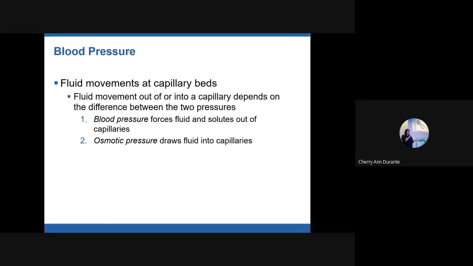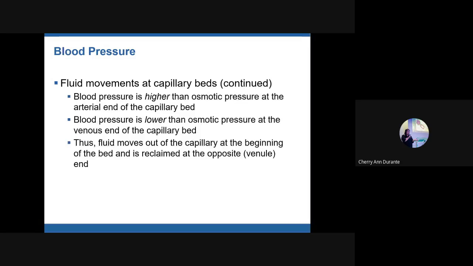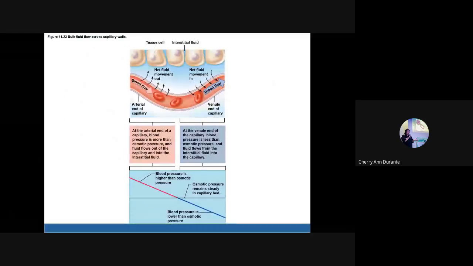Okay? So blood pressure is higher than osmotic pressure at the arterial end of the capillary beds, while BP is lower than osmotic pressure at the venous end of the capillary bed. So as you know already, BP is higher in the arterial end and BP is lower in the venous end. Okay.